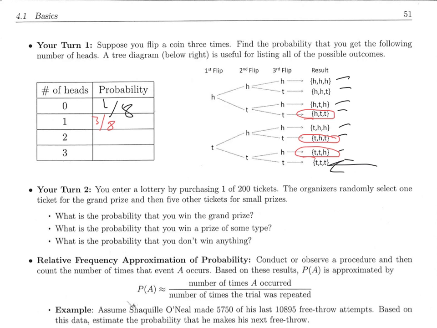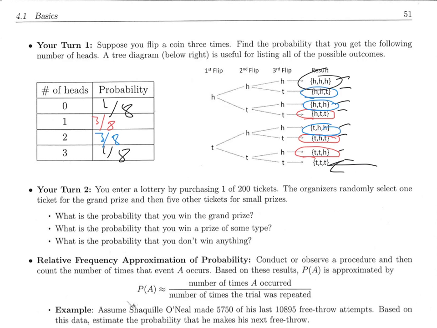And then for 2 heads, that happened there, that happened there, that happened there. So that's the same, 3 out of 8. And then all 3 heads, that only happened once, so 1 out of 8. Then what I want you to ask yourself is, what do all these probabilities add up to? Well, hopefully you realize it's 1, right?